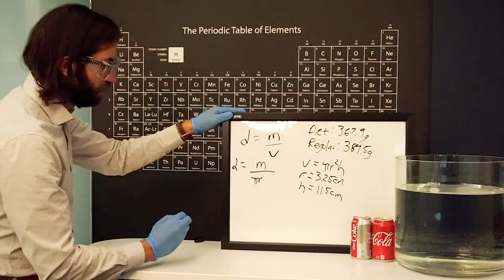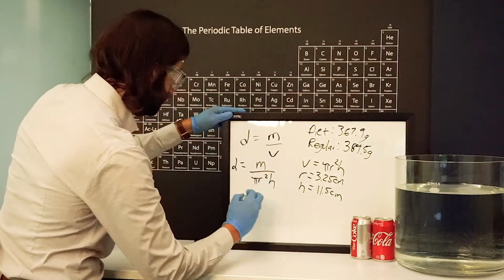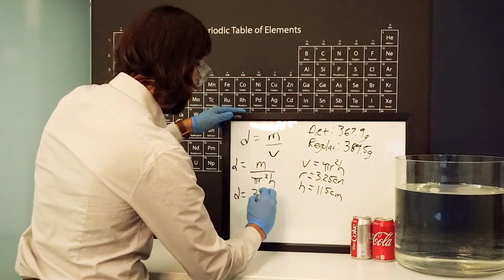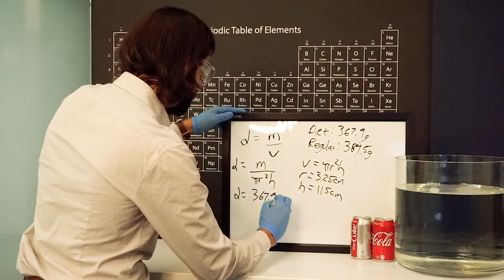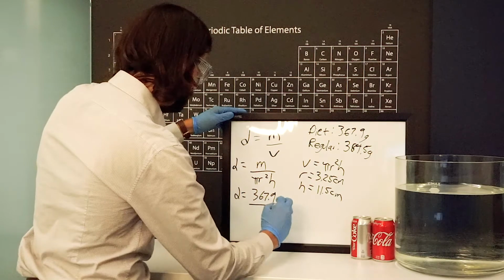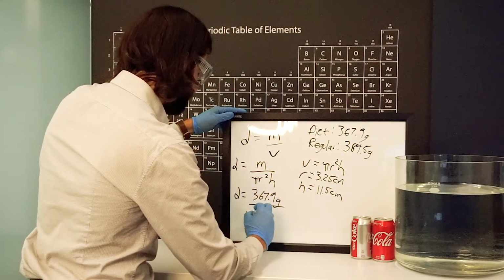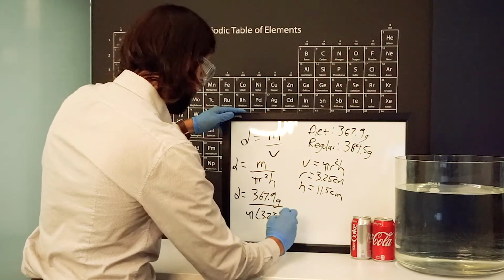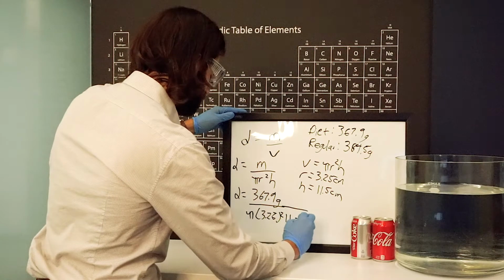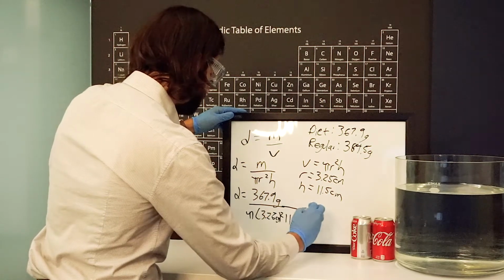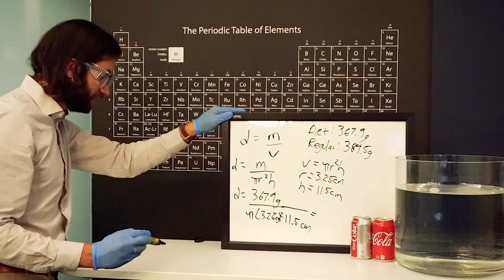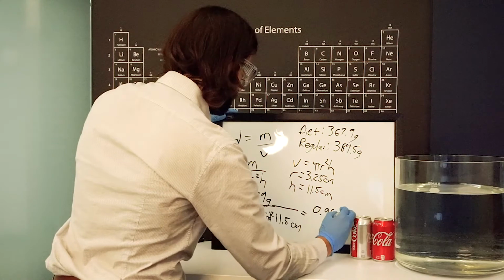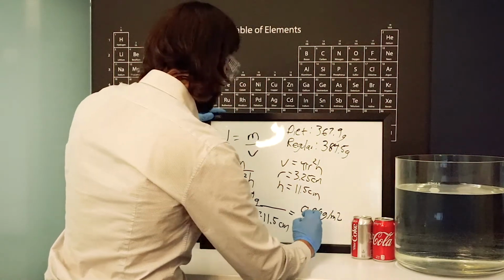Density equals m over pi r squared h. And so if you plug in these different numbers, this is for the Diet, 397.9 grams over pi 3.25 squared, 11.5 centimeters. That comes out to 0.96 grams per milliliter. So this is for the Diet.